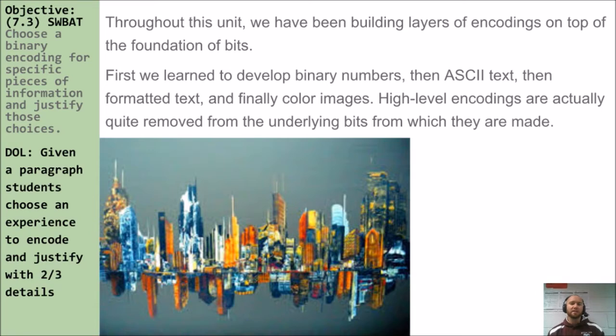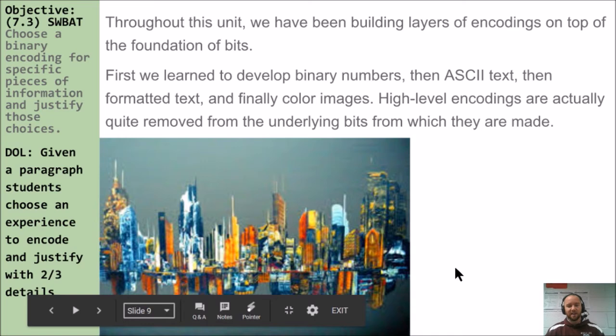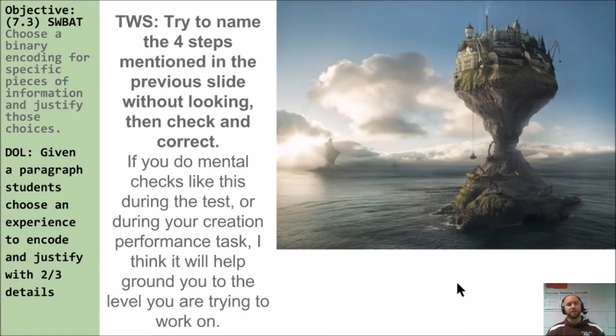Throughout the unit, we have been building layers of encodings on top of the foundation of bits. First, we learned to develop binary numbers. Then we did ASCII text, then formatted text, and finally black and white images followed by color images. High-level encodings are actually quite removed from the underlying bits from which they are made. So there's this giant gap from the ones and zeros to programming languages or encodings. The distance is crazy. Try to name the four steps mentioned in the previous slide without looking, then check and correct. If you do mental checks like this during the test or during your creation performance task, I think it will help ground you to the level you're trying to work on.